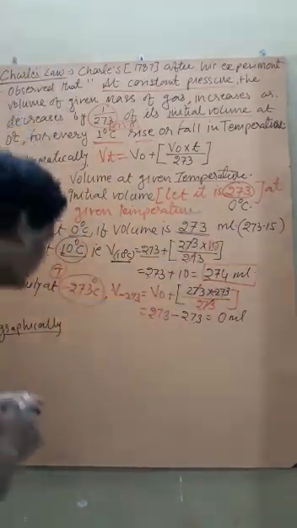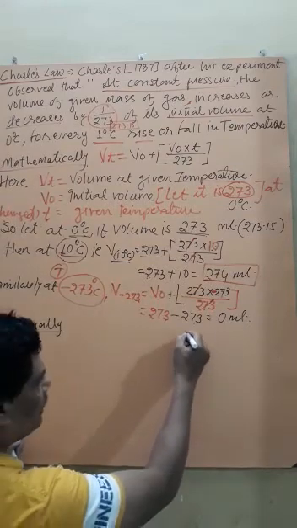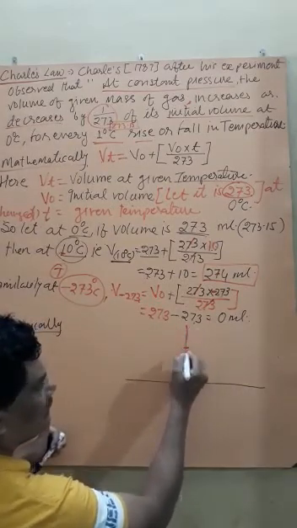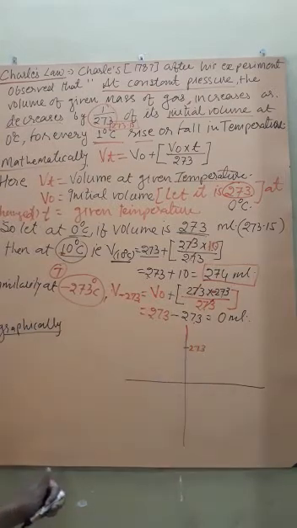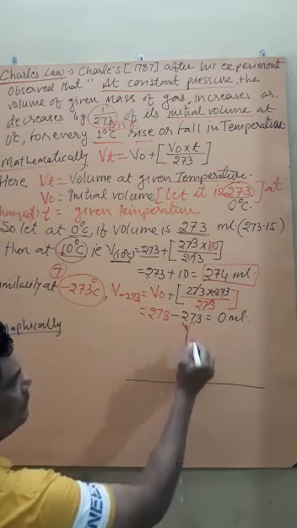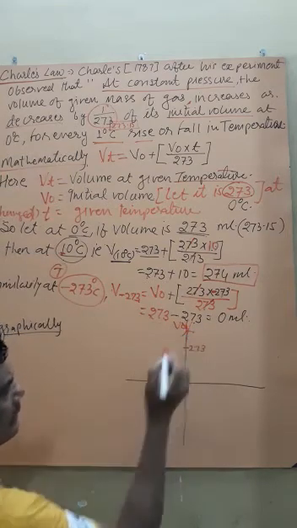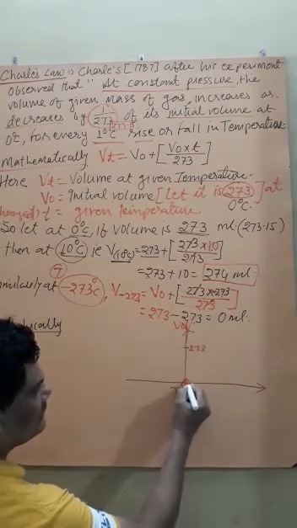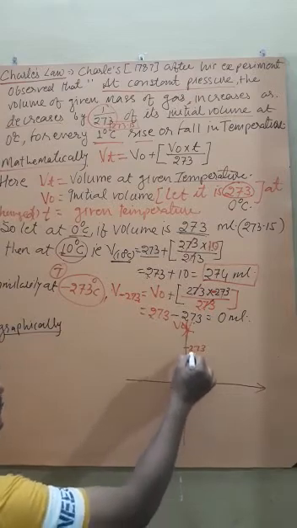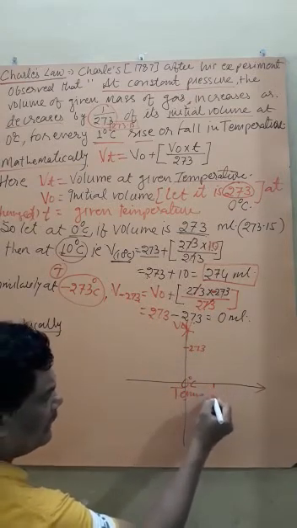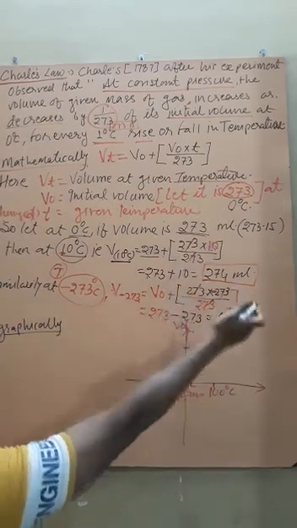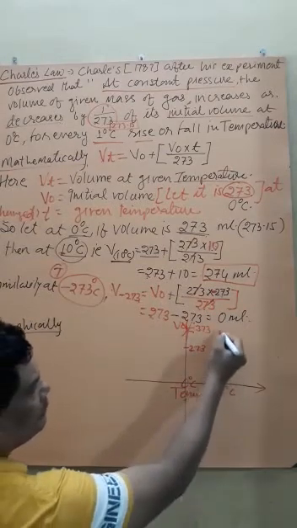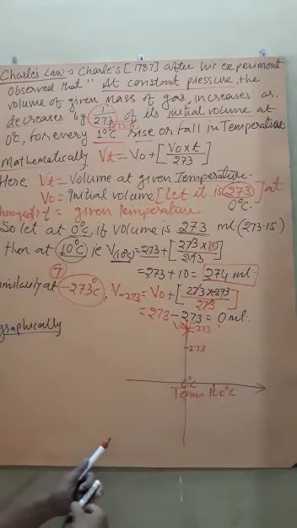If we have to represent it graphically, we have to plot a graph. See, here is the graph. Let this be the temperature, and this be the volume, in increasing order. Suppose this is 0 degrees Celsius. At 0 degrees Celsius, the volume is 273 ml. Then what will be the volume at 100 degrees Celsius? According to it, at 100 degrees Celsius, it will become 373. So we will mark the point here.